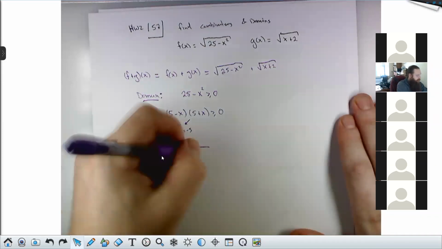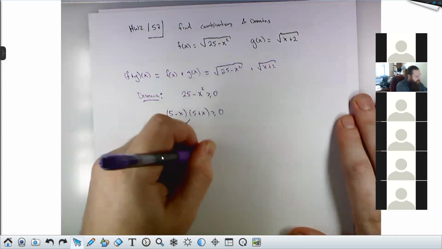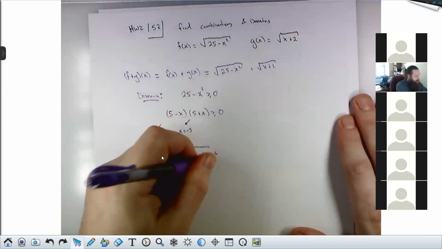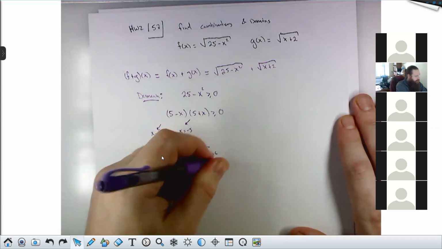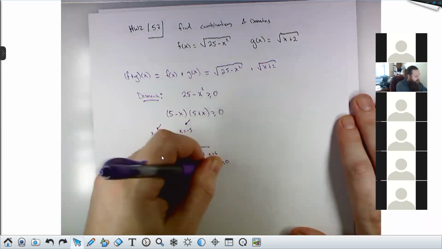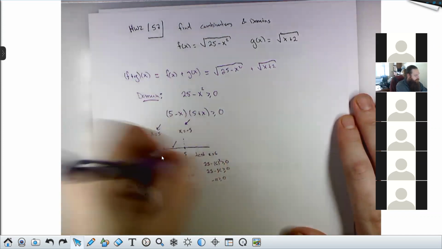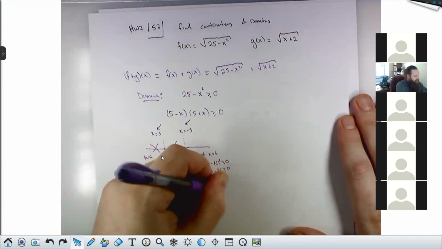And then to the right of 5, I can test x equals 6, and I'll get the same thing I got over here. We've got 25 minus 6 squared is greater than or equal to 0. That's 25 minus 36 is greater than or equal to 0, which is -11 is greater than or equal to 0, which is false. So this is out.